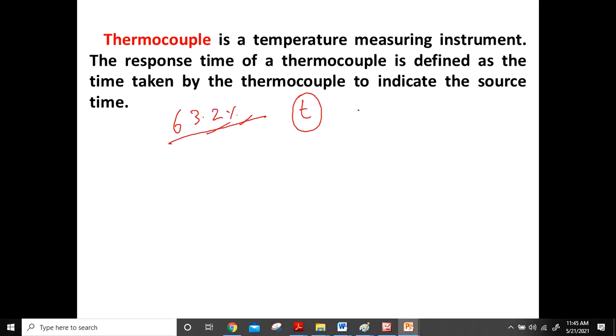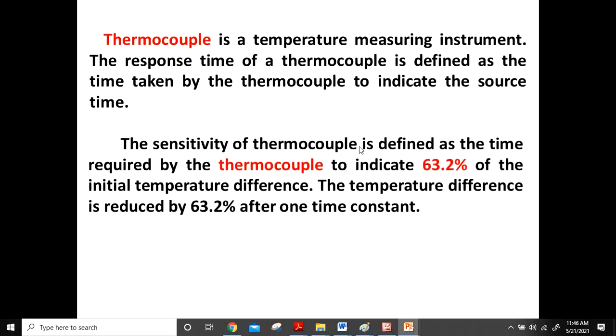That means if you have a source temperature of 150 degrees Celsius and you measure it using a thermocouple, it shows 63.2% of the temperature, which is around 94 degrees Celsius. How much time is required for this? That is the sensitivity of the thermocouple. Sensitivity of the thermocouple is defined as the time required by the thermocouple to indicate 63.2% of the initial temperature difference. The temperature difference is reduced by 63.2% after one time constant.